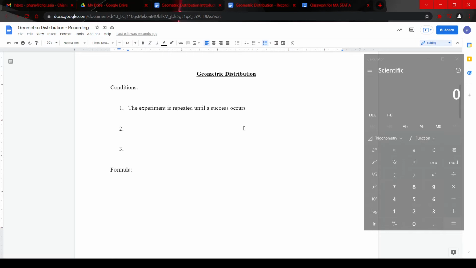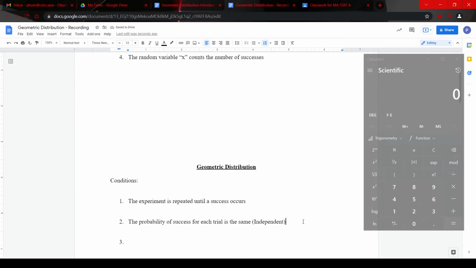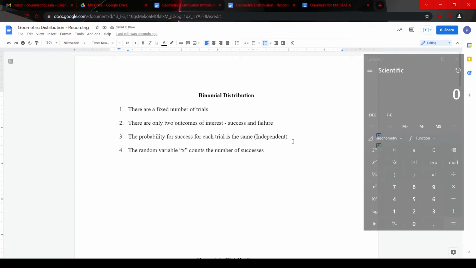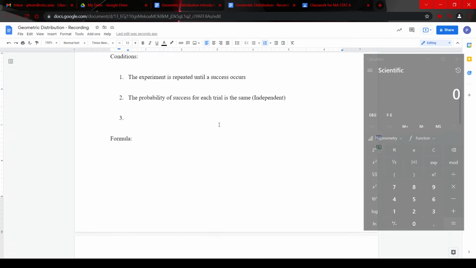The second condition: the probability of success for each trial is the same, and the trials are independent. This condition is the same as the binomial distribution condition. Each trial is independent of each other. That means that if I do something the first time, it should not affect the probability of it happening the second time.